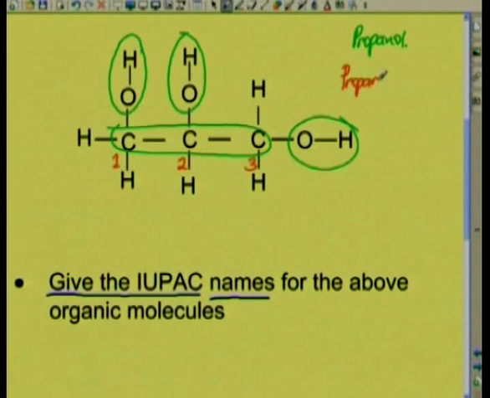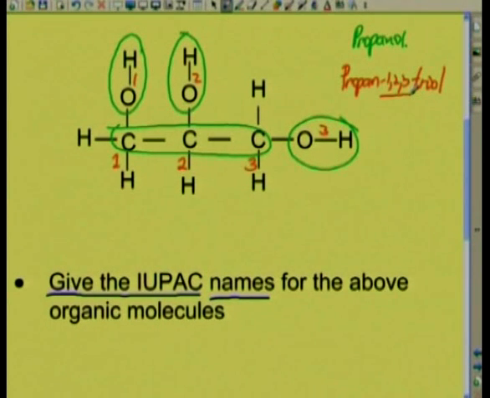propan-1,2,3-triol. Why triol? Because there are 3 of them. There is an OH group on number 1, number 2, number 3. So the tri means that you have 3 OH groups attached to the carbon atoms that you have mentioned there, 1, 2, 3.